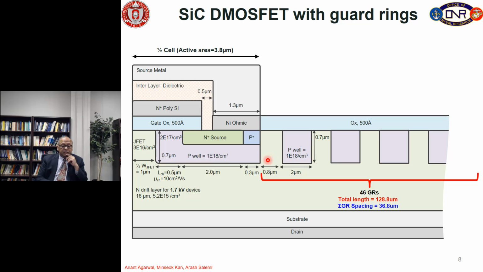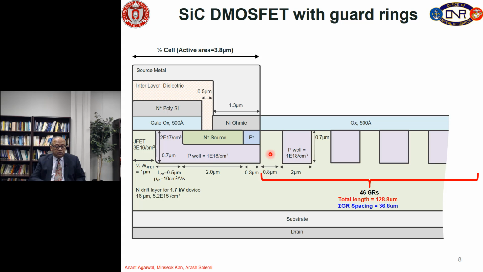And this is the last cell of the device. So, basically there are a number of cells to the left of this figure, but this represents the last cell of the device, and then we put guard rings, 46 of them. And the idea, if you remember, is that we want to reduce the electric field at the edge of the device so that we can get ideal parallel plane breakdown voltage. So, the idea is to reduce the electric field in this region as opposed to the electric field in the active region. So, this is the active region and this is the guard ring region or the termination region.